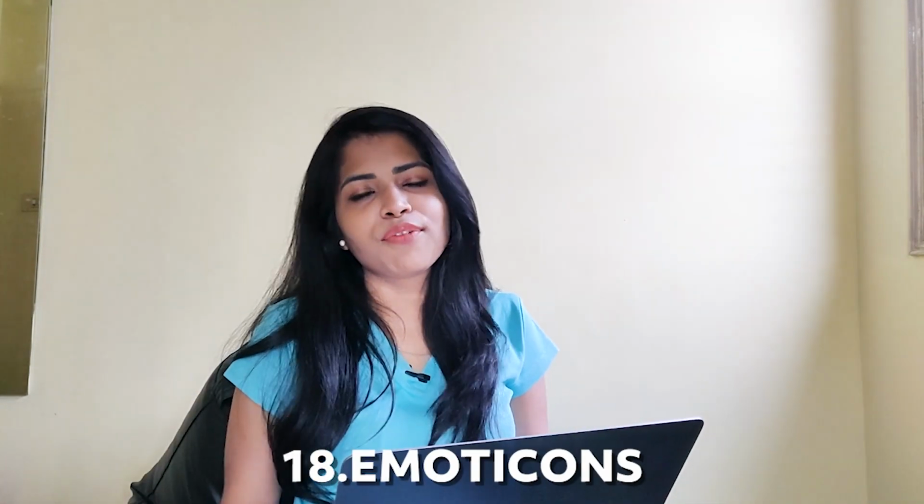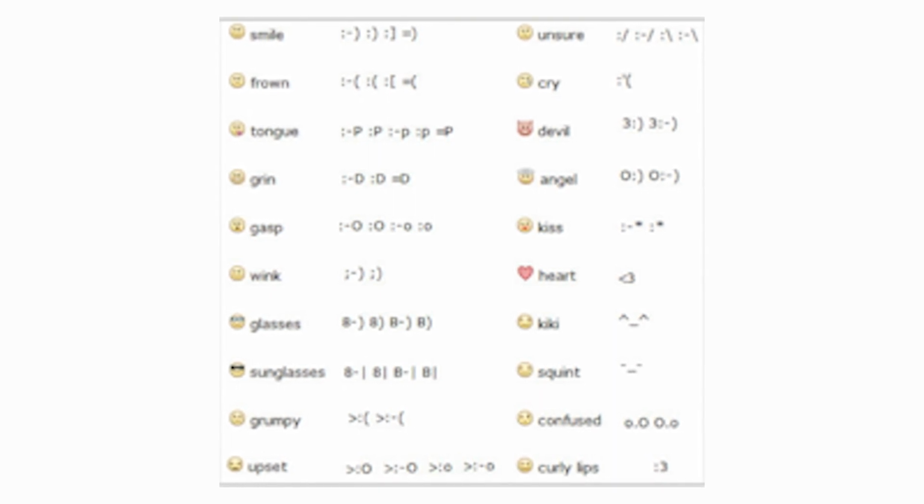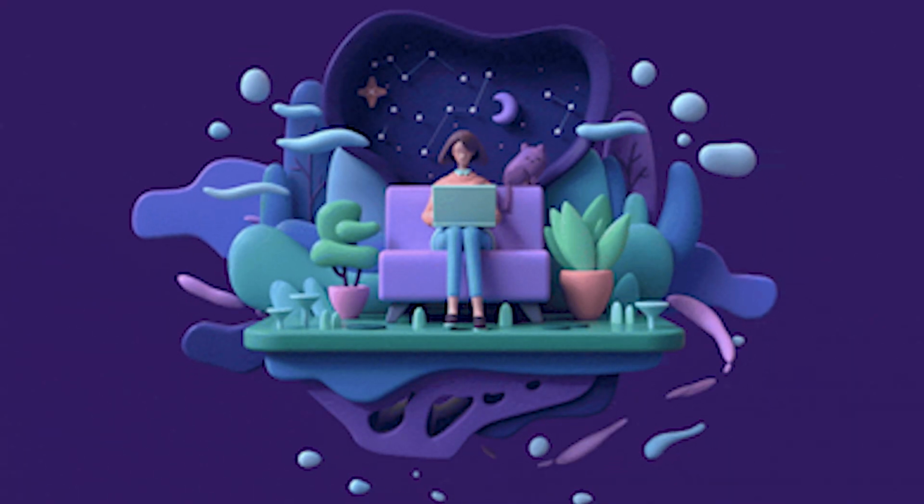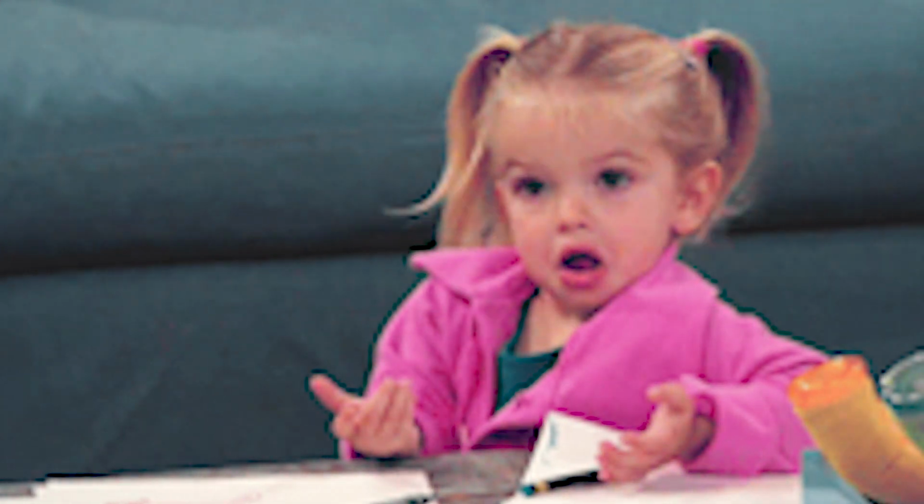Emoticons. Yeah, of course, we were using them in earlier days. This is a typographic display of a facial representation to convey emotion. GIF stands for graphic interchange format. A GIF is a never-ending loop of videos or images.